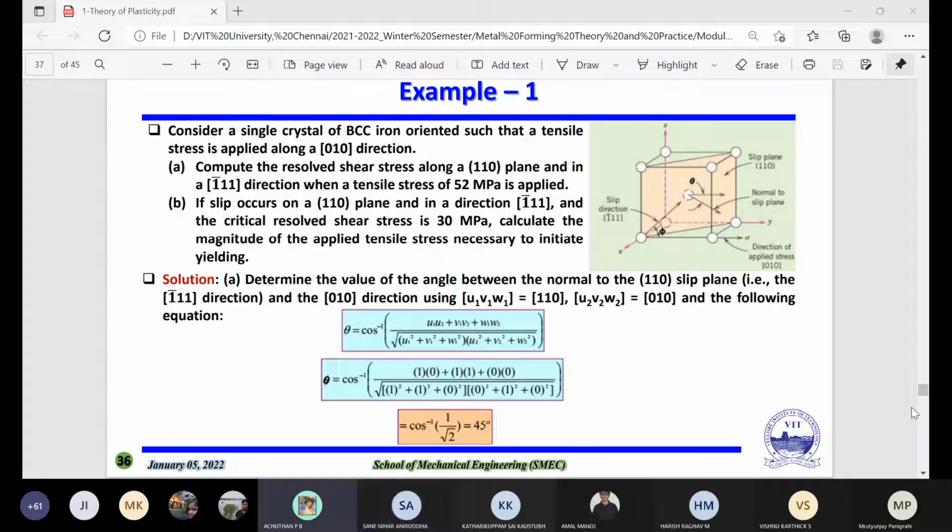Yes, sir, we're getting the value of theta. How much? So theta is 45, sir. Okay, then calculate the phi. But now you have to think about what should be the plane and the direction.